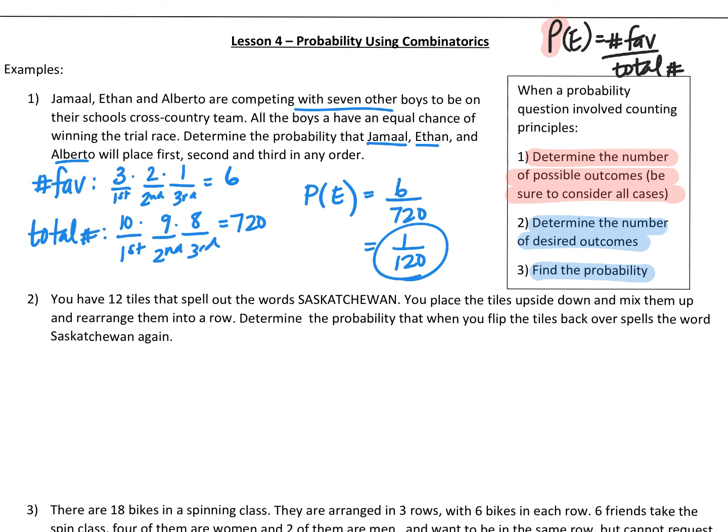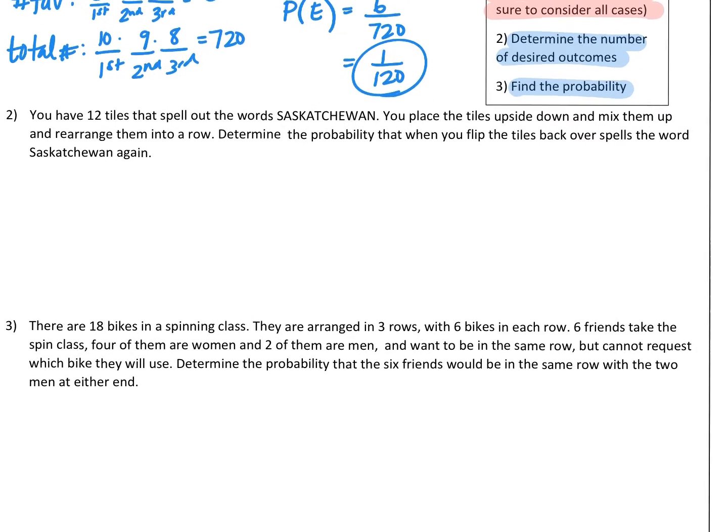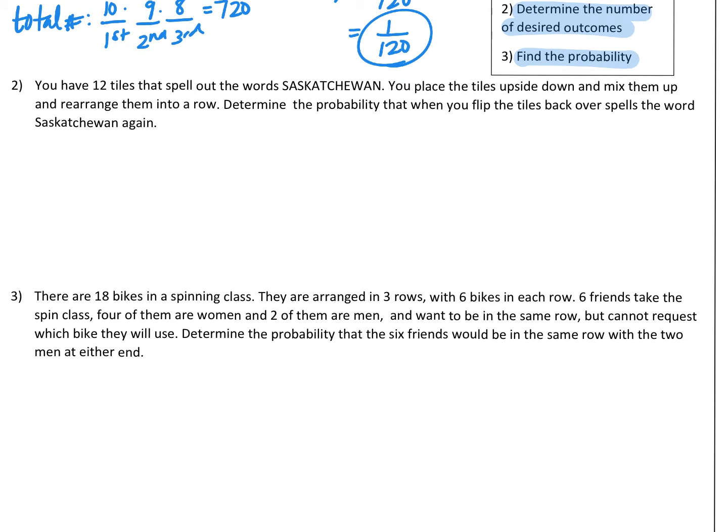Okay, let's look at our second example. You have 12 tiles that spell out the word Saskatchewan. You place the tiles upside down and mix them up and rearrange them in a row. Determine the probability that when you flip the tiles back over, they spell the word Saskatchewan again. So I'm arranging them in a row and I'm just flipping.